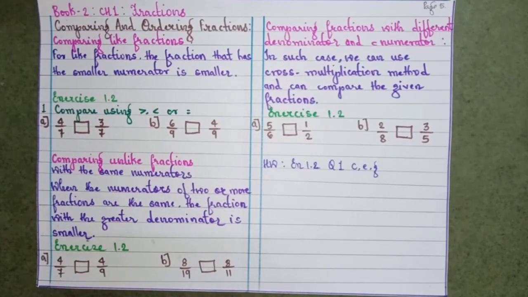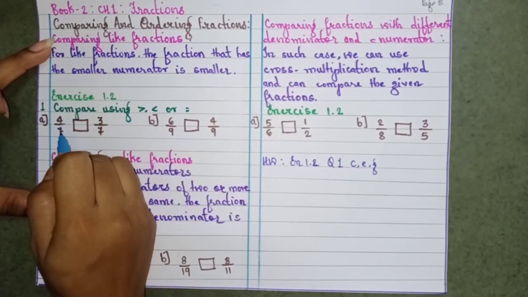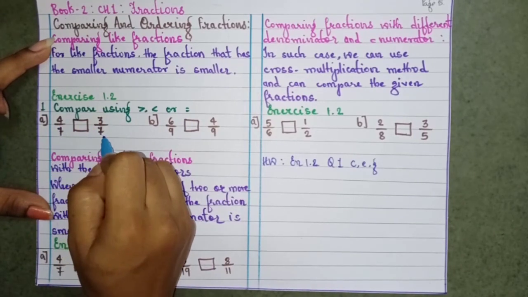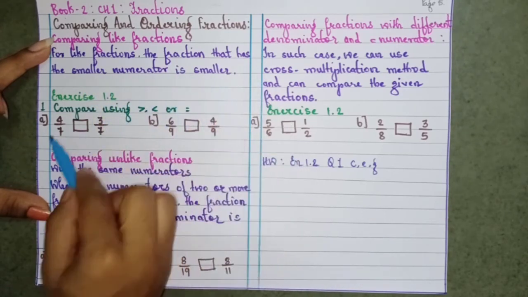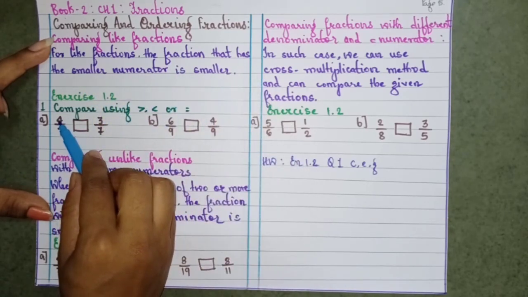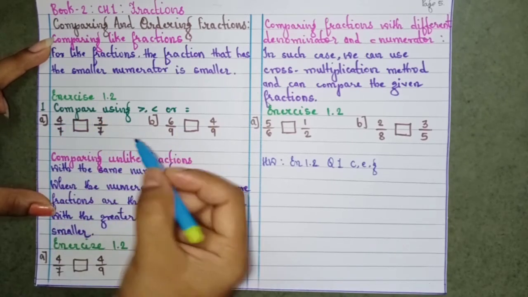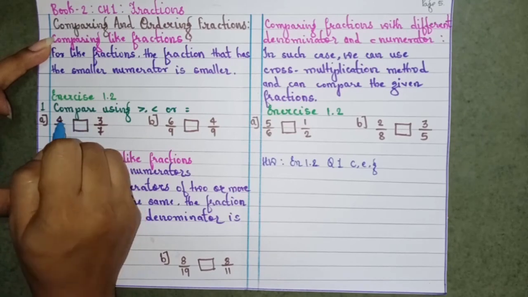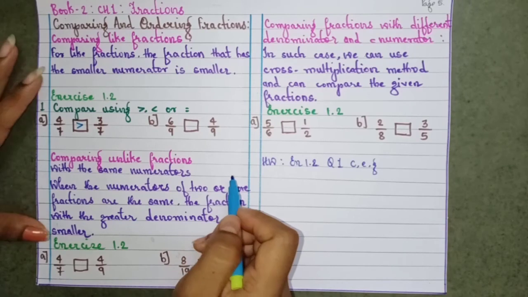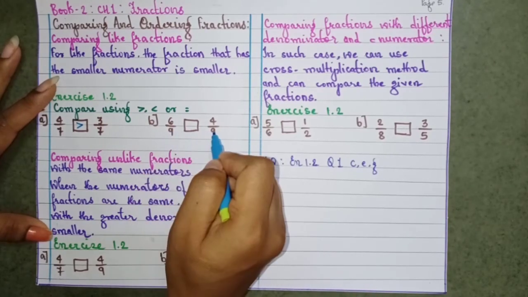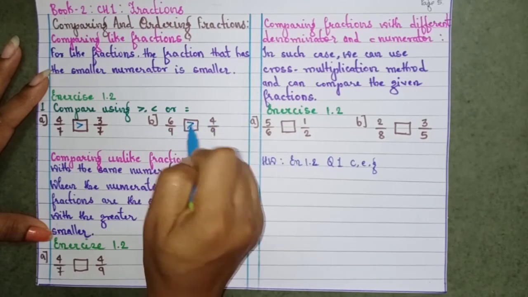Okay, so compare or put the correct sign. So 4 upon 7 and 3 upon 7. The fraction with the smaller numerator is smaller. So here just see, 4 is the greater numerator and 3 is the smaller one. 4 is greater than 3, meaning you have to compare the numerators. The 4 is greater, therefore 4 upon 7 is greater than 3 by 7. Now here also these are like fractions, so we have to compare the numerators. So 6 is greater than 4, therefore the greater sign will come here.